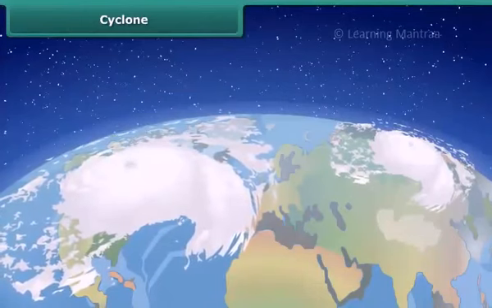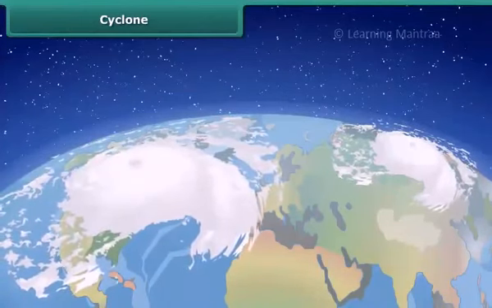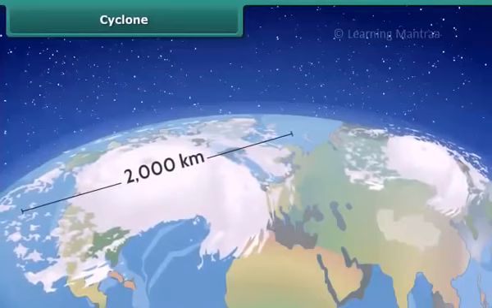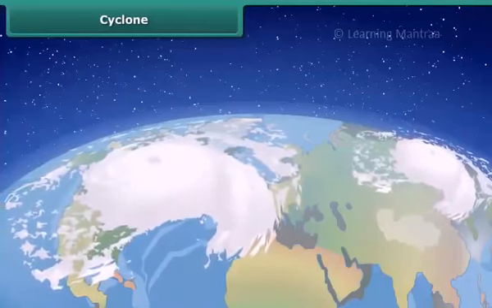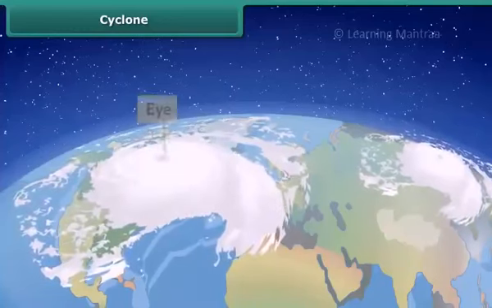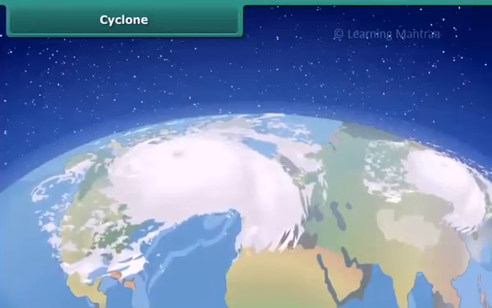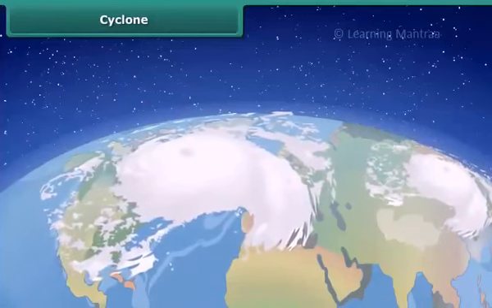The swirling winds rotate faster and faster, forming a huge circle which can be up to 2,000 km across. The center of a cyclone is a calm area. It is called the eye of the storm. As the cyclone builds up, it begins to move.